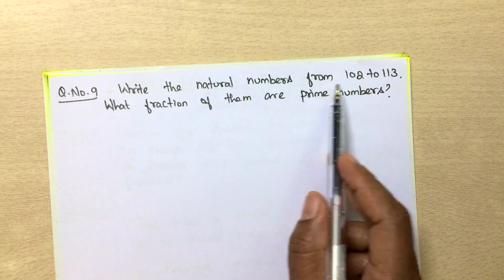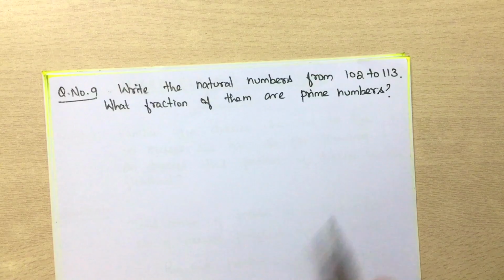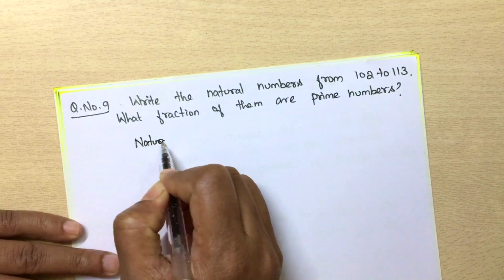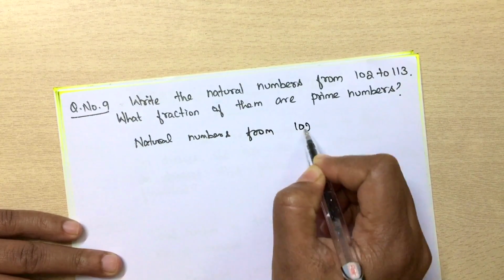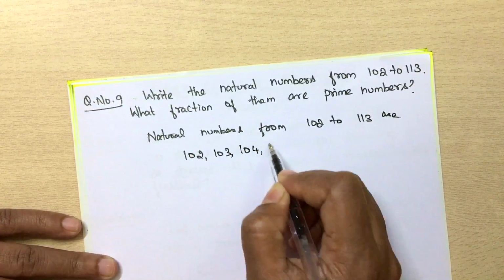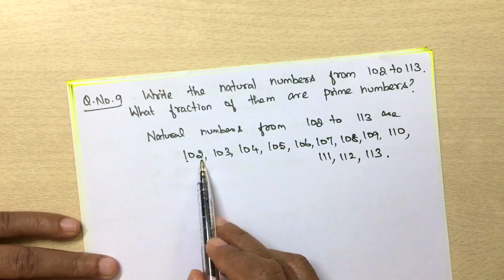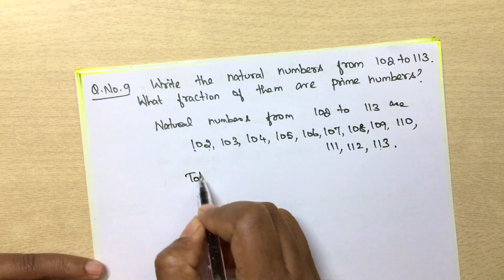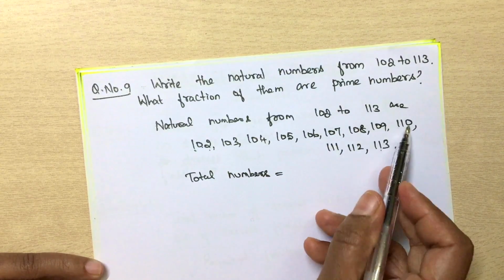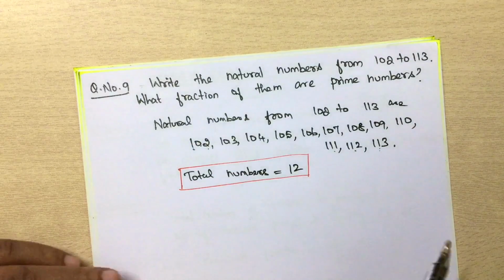Question number 9. Write the natural numbers from 102 to 113. What fraction of them are prime numbers? Similar to the previous one. Okay, let us start writing the natural numbers. They are 102, 103, 104. So these are the numbers starting from 102 up to 113. Now count the total numbers and write it. 1, 2, 3, 4, 5, 6, 7, 8, 9, 10, 11, 12. This is total numbers.